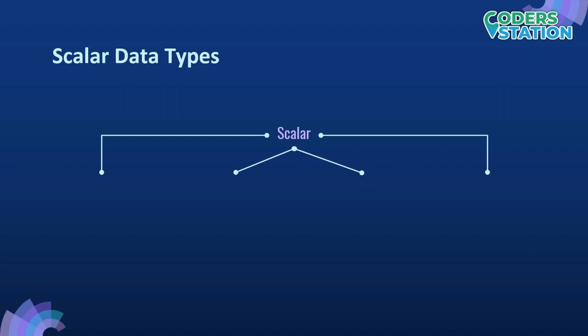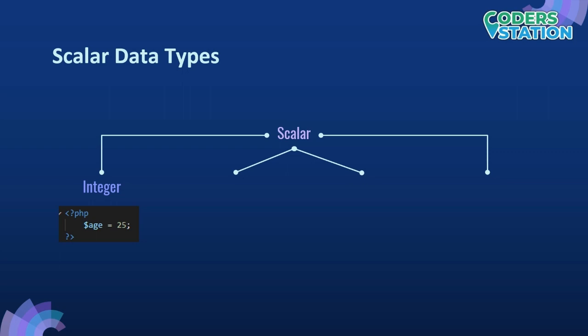First is the scalar data types. Scalar data types in PHP are those that can hold only one value at a time. There are 4 scalar data types in PHP: integer, float, string, and boolean. So first, integer. Integers are whole numbers without decimal points.